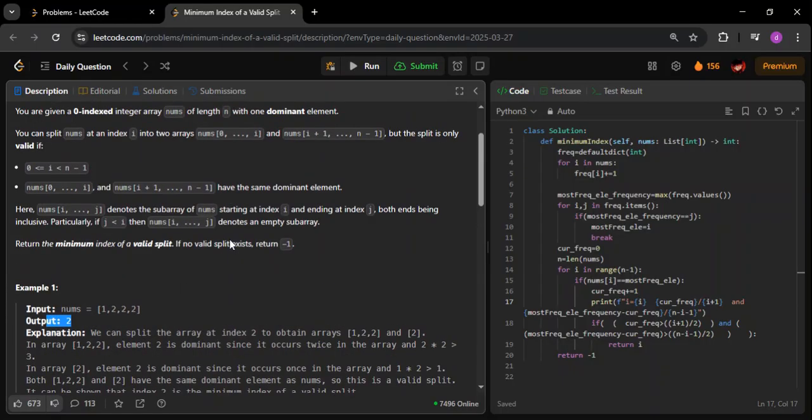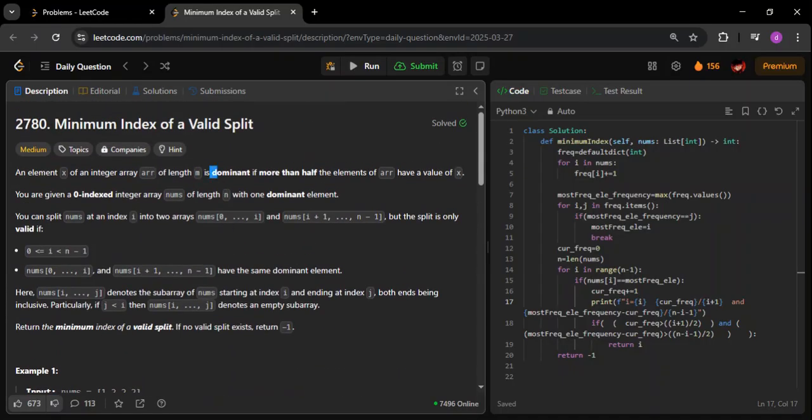Now there is something called a dominant element. Okay, what is a dominant element? I am making this very generic. I am calling it a subarray, not an array directly, because ultimately we'll have to apply this concept on subarrays only. So a subarray will have a dominant element. A particular element in a subarray is called dominant if more than half of the elements of the subarray are filled with that particular element. So that is the basic definition of a dominant element.